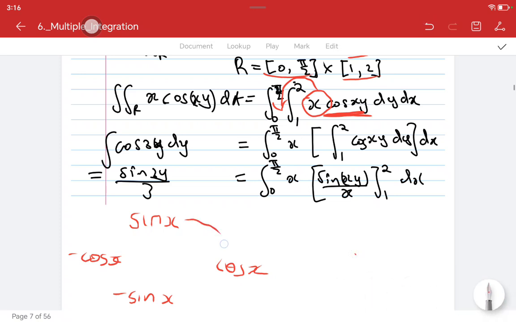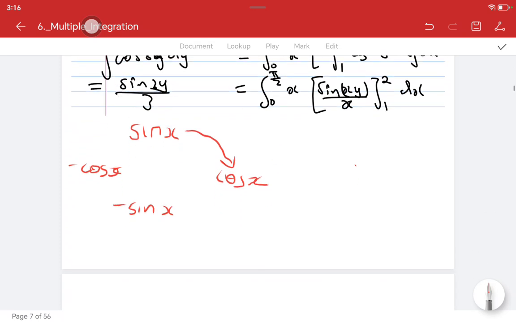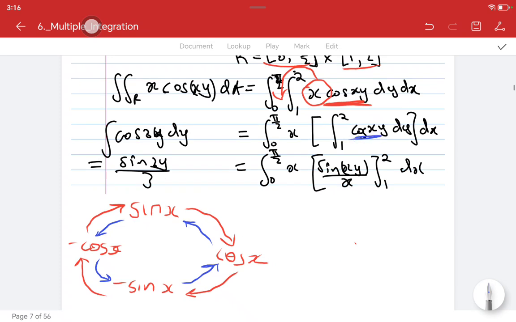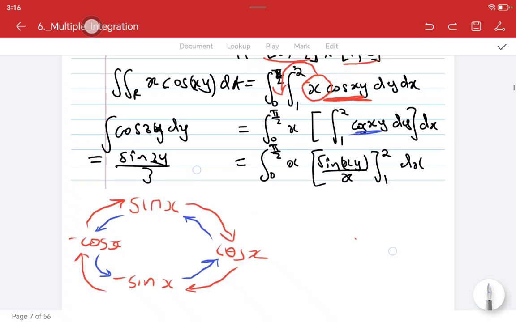I said that when you derive sin x, you get cos x. When you derive cos x, you get negative sin x. When you derive negative sin x, you get negative cos x. When you derive negative cos x, you get positive sin x. But when you integrate, you're reversing this. So here, integrating cos x, I reverse it back and get positive sin x. This just helps you determine whether you get a positive or negative one.